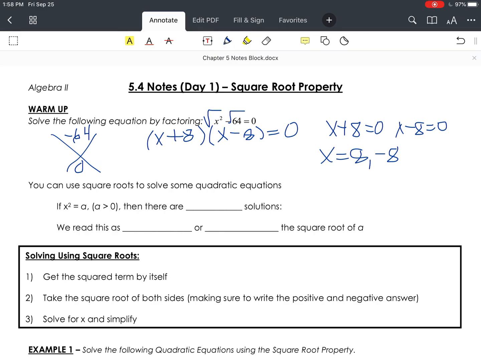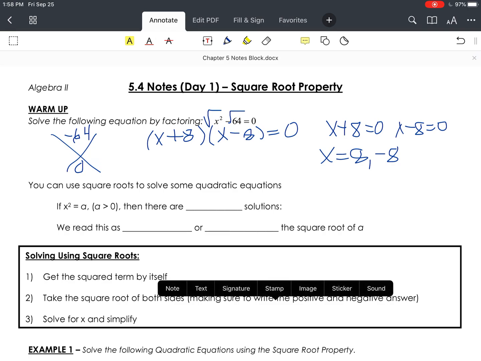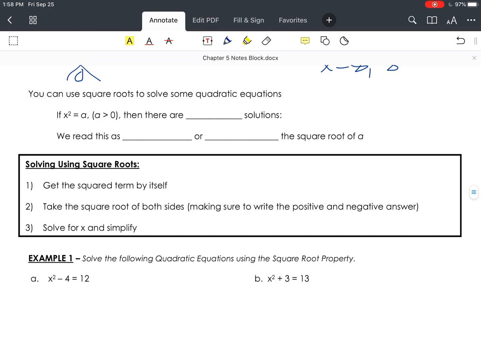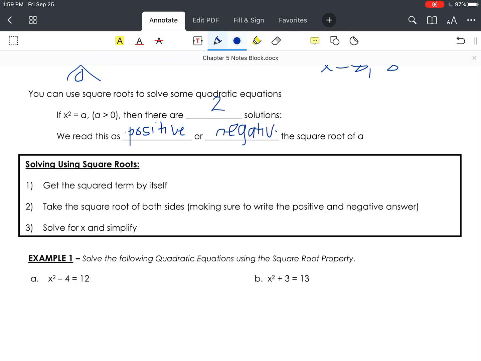But there's also another way to solve these types of equations without factoring, and that's called the square root property. You can use square roots to solve some quadratic equations. If you have something like x squared equals a, as long as a is greater than 0, then you're going to have two solutions. We read this as the positive and the negative square root of that number. Like in my warm-up, I had positive and negative 8. We could write that as plus or minus 8. That's how you would see it written.